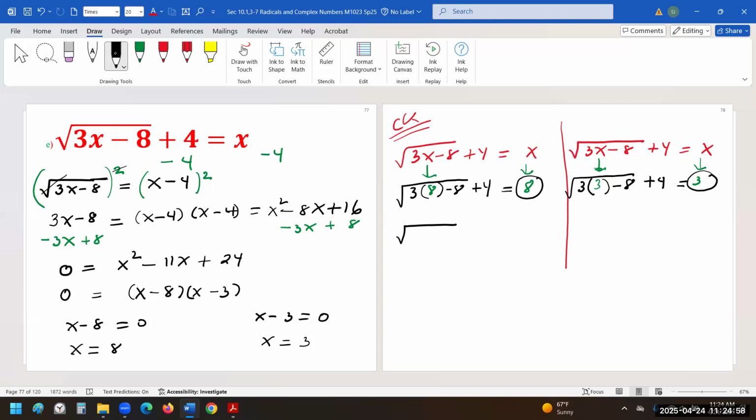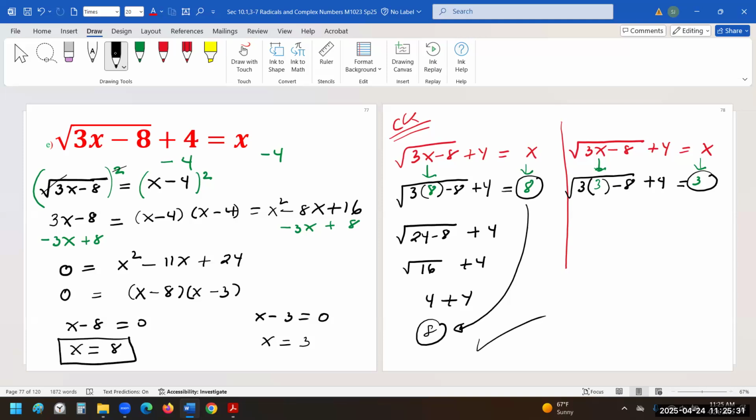3 times 8. What is 3 times 8? 24. So 24 minus 8 under the radical and then plus 4. What is 24 minus 8? Come on, guys. 24 minus 8? 16. And what is square root of 16? And what is 4 plus 4? Do we have the same number on both sides? So we accept x equals 8 is our solution.